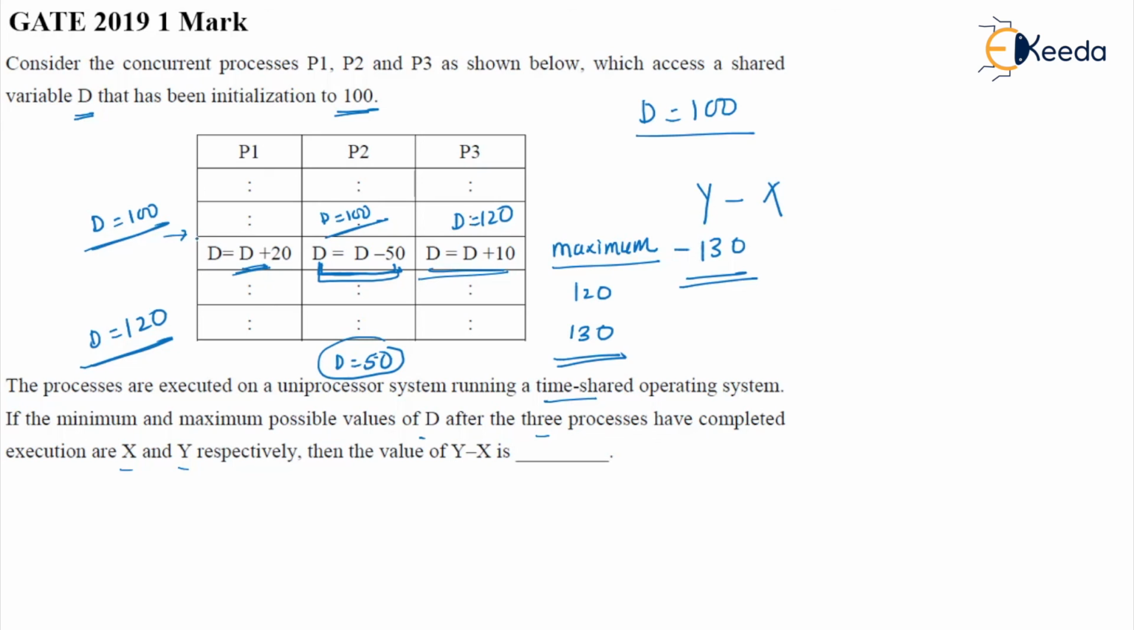Minimum value, what we can do in this case is one sequence: D 100, D 100, D 100. This will update the value of D to, let's say, 120, which is updated by this one, and this will make 110. And finally this comes into the picture and does minus 50 and D becomes 50. So 50 is the least value. Minimum value that it can update here. Maximum value is 130 and minimum is 50, so Y minus X is 80.